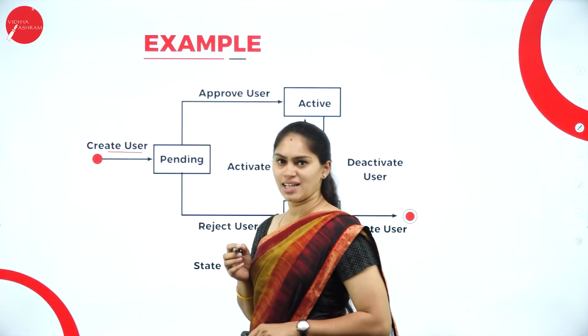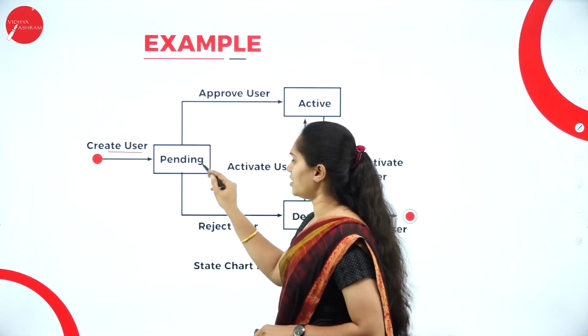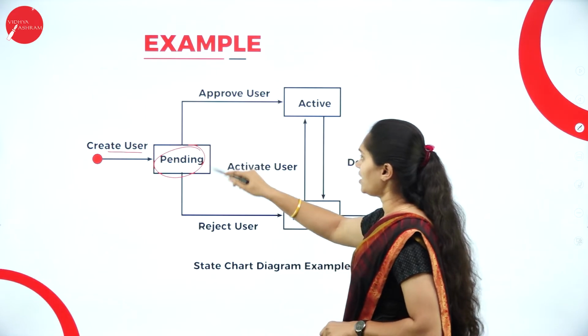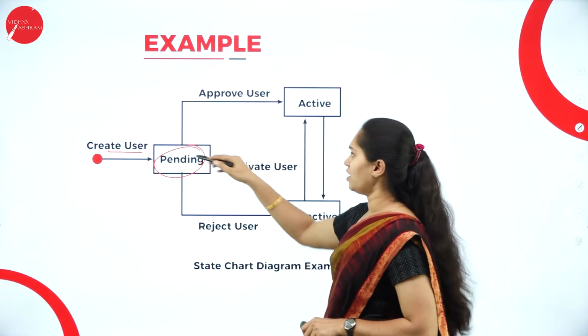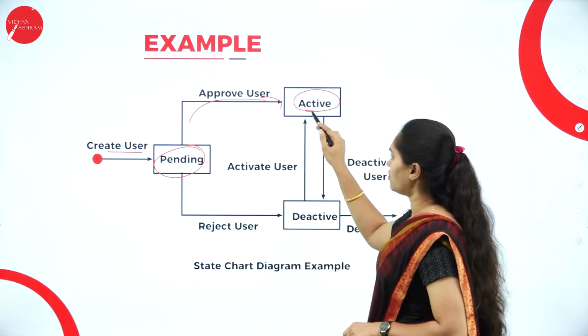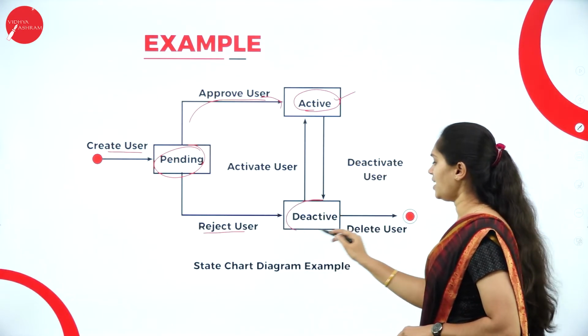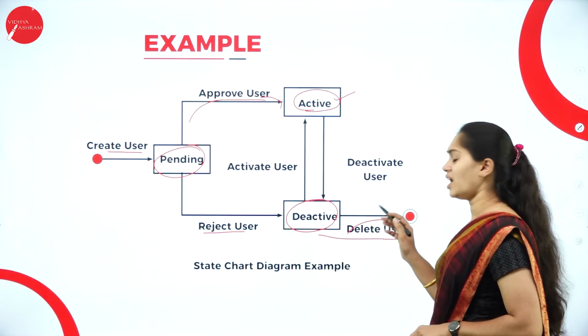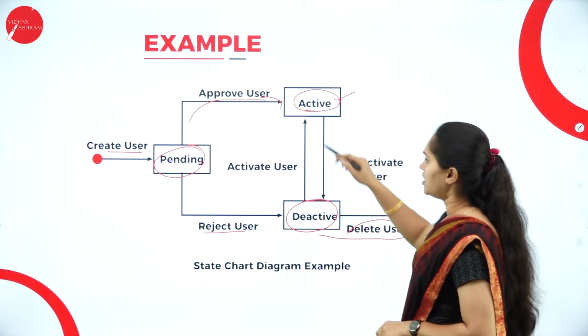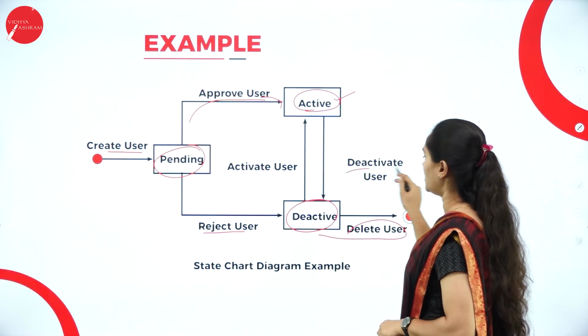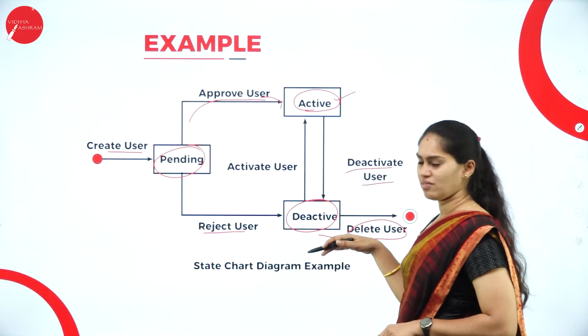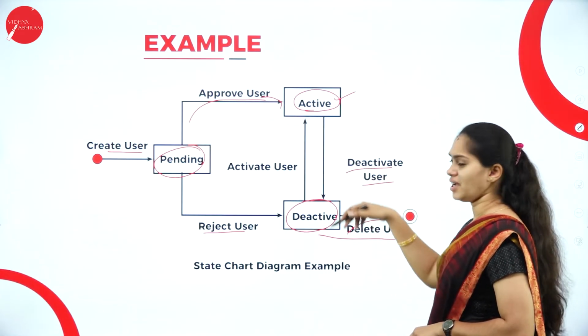Here the user wants to create their account. If the creation of the account is pending, then it can be approved or rejected, right? If it is approved, then the account will be activated. If it is rejected, then it will be deactivated and they will delete that user. If it is in the active state and the user wants to activate or deactivate, that can take place.